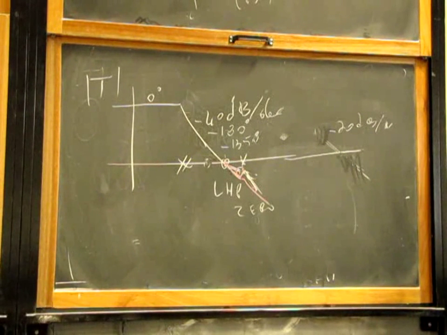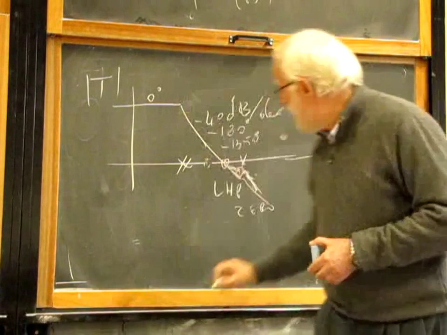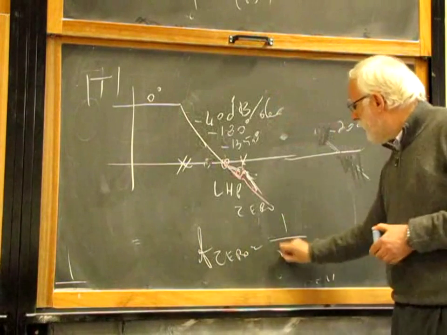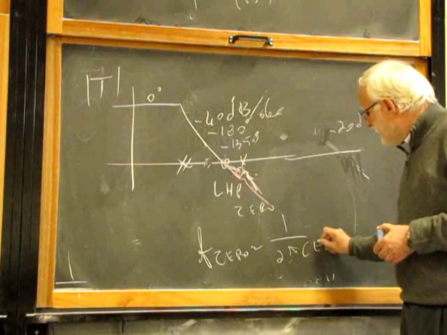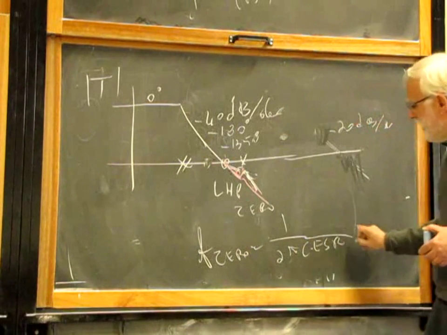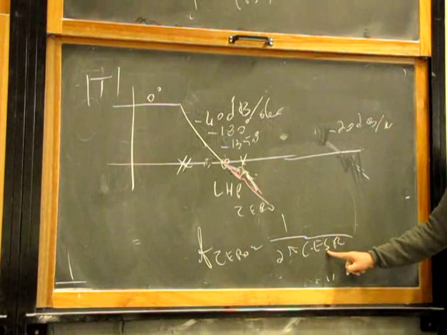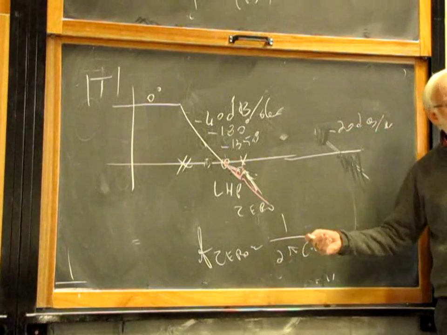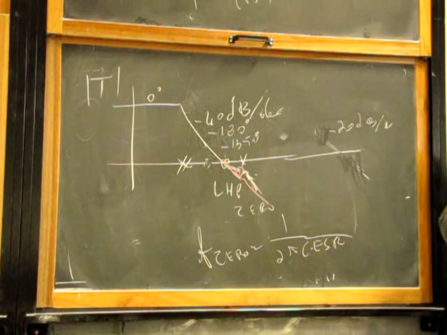Okay, so far so good. Are you still with me? Professor, sorry. If ESR decreases, the 0 moves to higher frequency. To the right. Yes, because the f0 is equal to 1 over 2 pi C times ESR. So if the ESR decreases because you get a better capacitor, the zero frequency goes up. You need to know that, more or less.